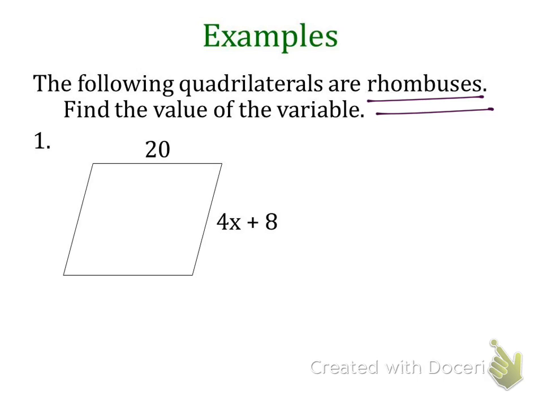Wait, which one's going to be it? So all four sides, these are sides. They're labeling sides, outside the figure. There's no degree symbol. So all four sides are congruent.